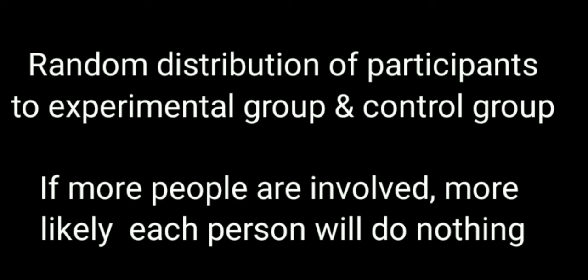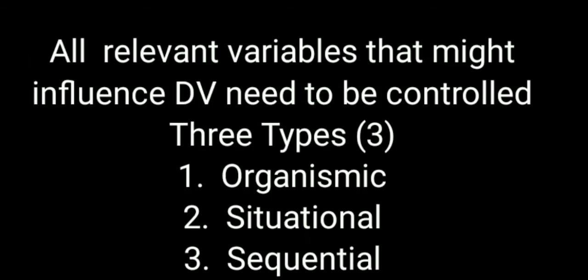It is very important that all relevant variables in experimental studies that might influence the dependent variable need to be controlled. They are mainly of three types. The three types are organismic variable, sequential variable and situational variable. Let's talk about them. Organismic variables are internal forces. They are also called subject variables because they refer to the characteristics of the subject. Examples of this are personality, intelligence, anxiety, etc.